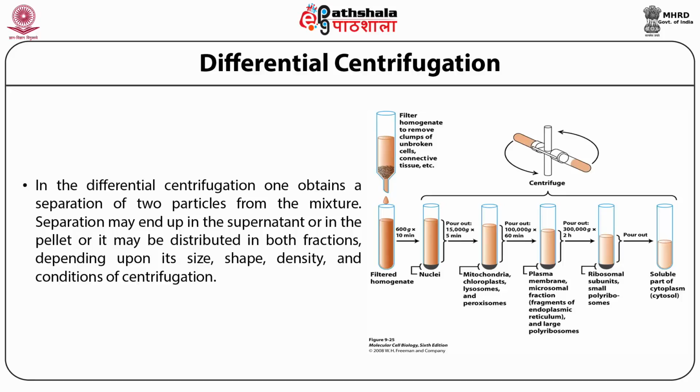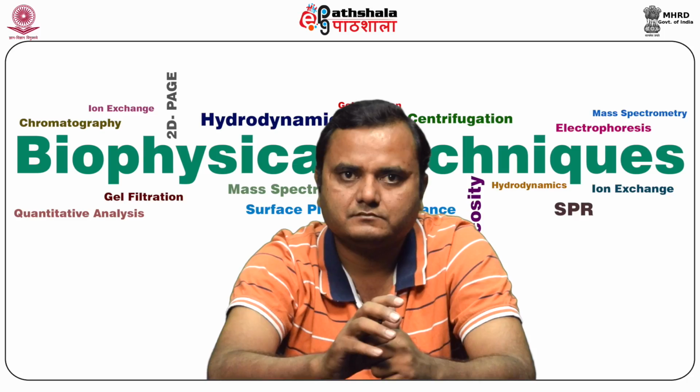Then you further increase the centrifugation rate, then the ribosomal subunit and polysome subunit get separated, and at the last you take the soluble cytoplasm or the cytosol. You can see here, differential centrifugation means that at different speeds you can separate different molecules out from a mixture of different sizes.